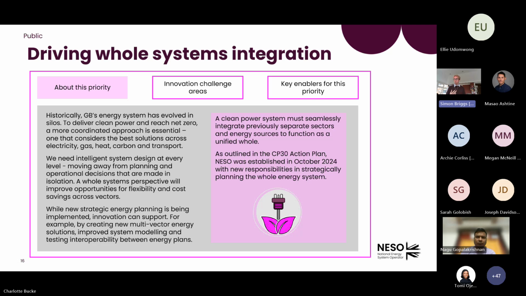I think multi-vector is one aspect of that. So as we move to clean power, as we move to net zero, how do you get a more integrated view and an integrated use of different vectors to help you achieve those targets? So it's starting to think about how those different vectors come together, what those different solutions might look like, and ultimately how we as system operator and strategic energy planner react or adapt to those changing solutions.